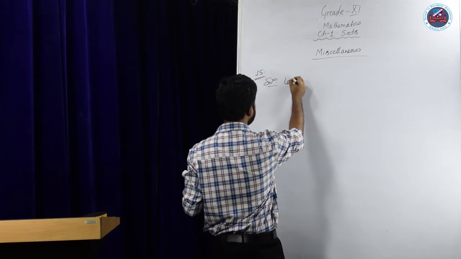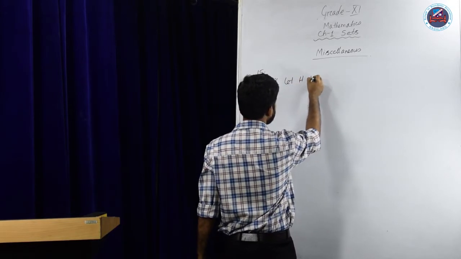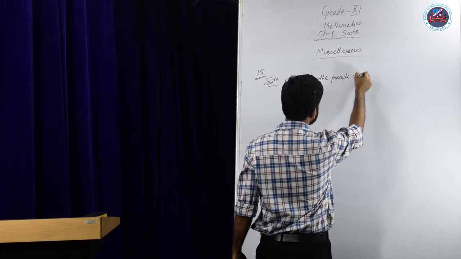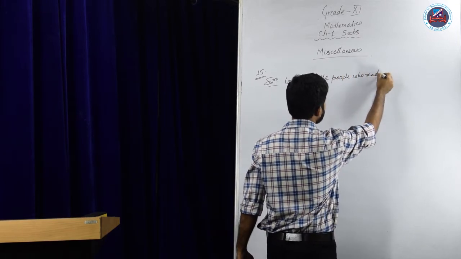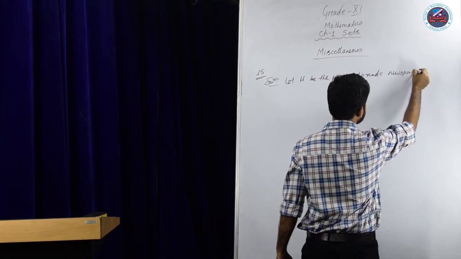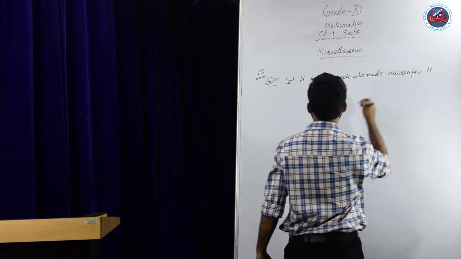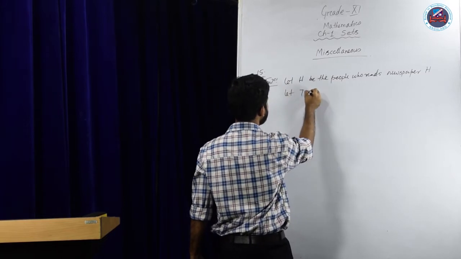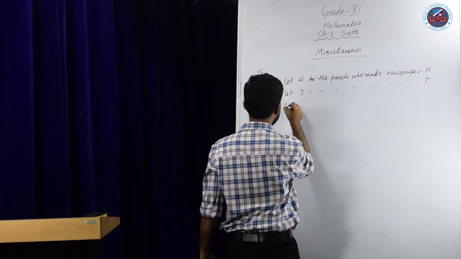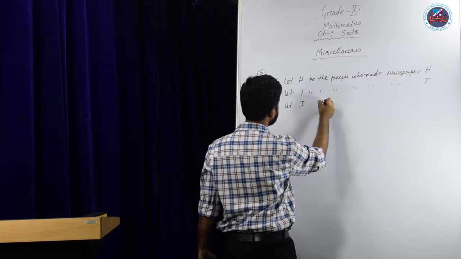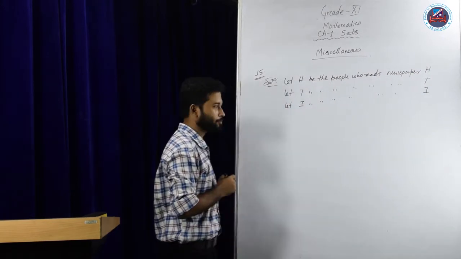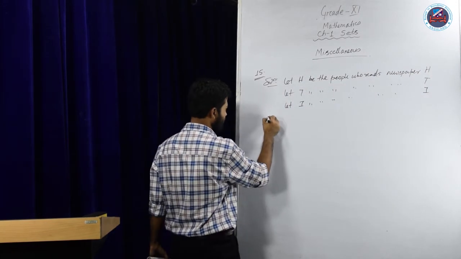So for our convenience, let H be the people who read newspaper H. Let T be the people who read newspaper T, and let I be the people who read newspaper I. Fine? Okay. Now what does our question say?